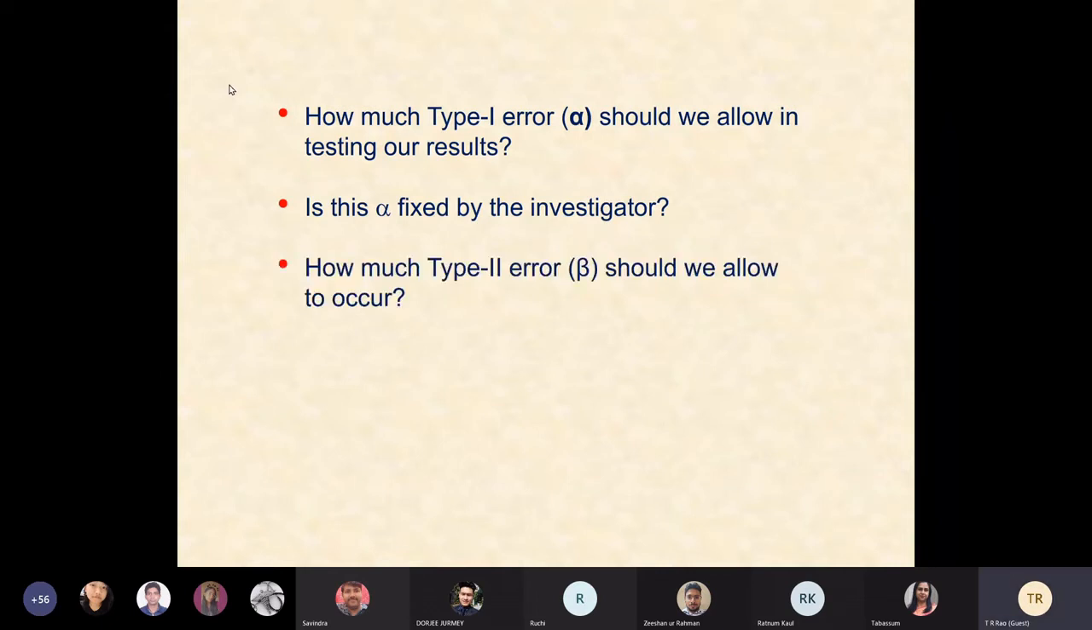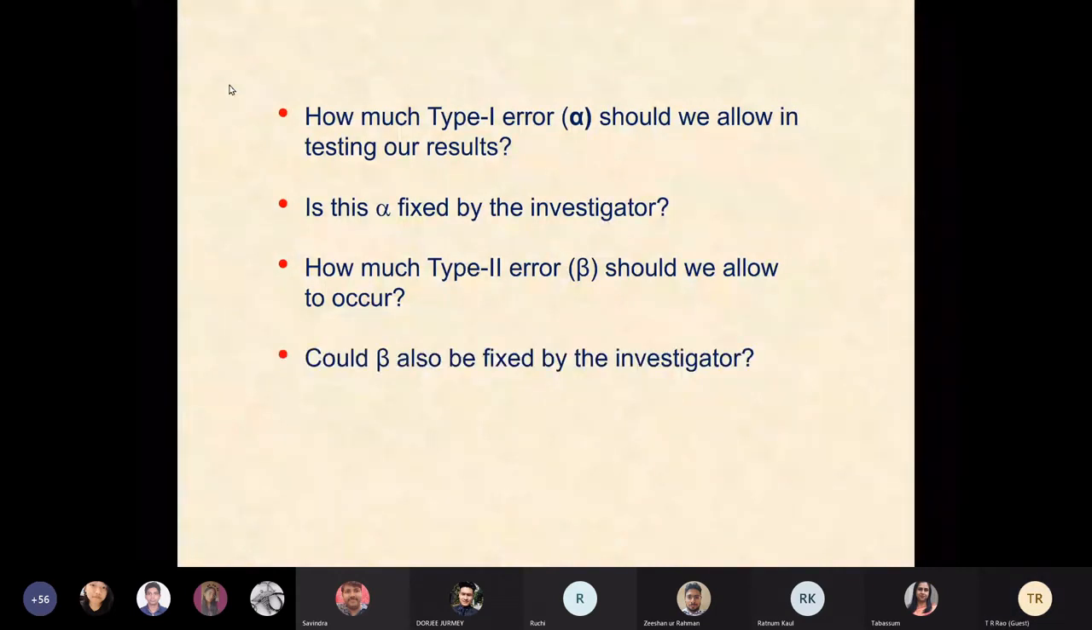Type 2 error is even more difficult because if this hypothesis is not true, you don't know what the alternate hypothesis is. You have a set of hypotheses, but you don't know if this is wrong. What is the correct hypothesis? You have no idea. Right? So for type 2 error, you simply have no idea how much you could be committing. Can it be fixed? Alpha error, are we able to fix it? Beta error also, can you fix it? These are the questions.